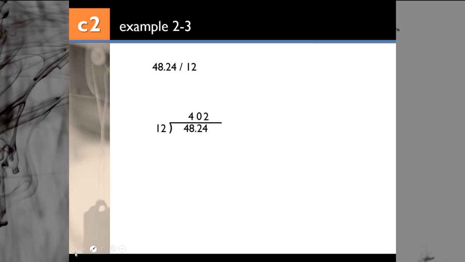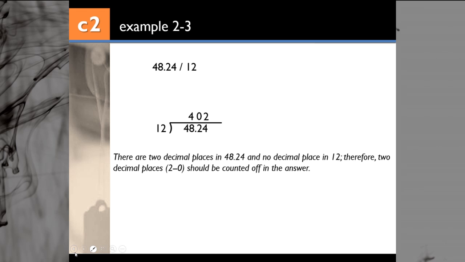Okay, and where you have to put the decimal. So when there are 2 decimal places in 48.24 and no decimal place in 12, what's going to happen is you're going to subtract. When you multiply, you did plus, right? But when you divide, you're going to subtract. So 2 decimal places from 48.24 minus 0 decimal places in 12, you're going to end up with 2 decimal places.